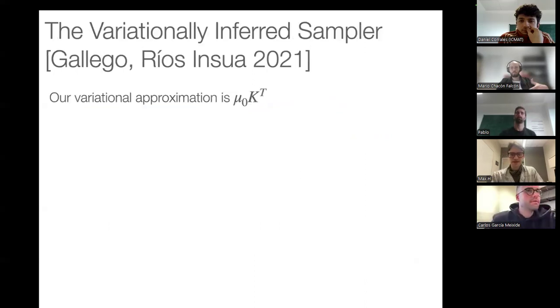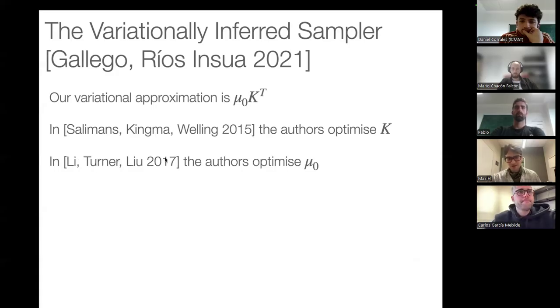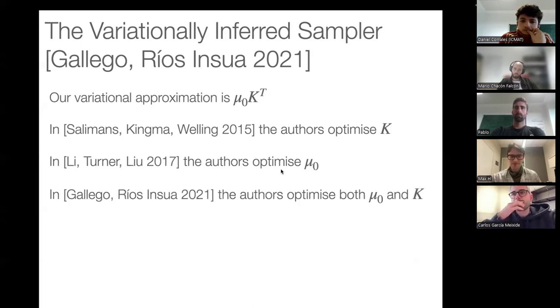Okay, good. Finally, we move on to the third paper that I view as kind of a combination of the final two papers, from Gallego and Rios Insua from 2021. So recall our variational approximation is mu naught K to the T. Now, in the first paper that we looked at, the authors optimize over the parameters of the Markov kernel K. In the second paper, the authors optimize over the initial distribution mu naught. And in this paper, the authors optimize over both mu naught and the Markov kernel K.